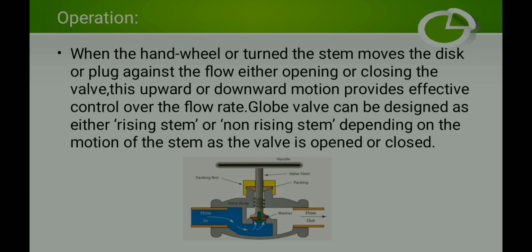A globe valve can be designed as either a rising stem or a non-rising stem, depending on the motion of the stem as the valve is opened or closed. At the top we have a handle which helps to operate it, and a needle-like valve stem, which operates the plug. The plug moves upward and downward, perpendicular to the seat, and controls the flow of a fluid in the process.